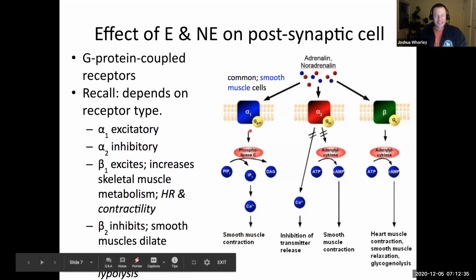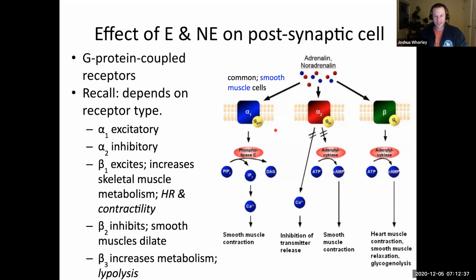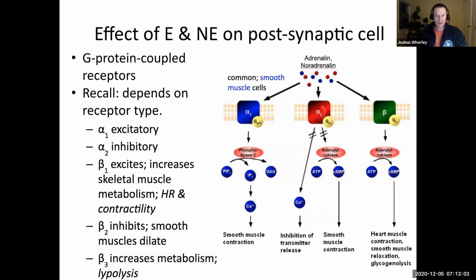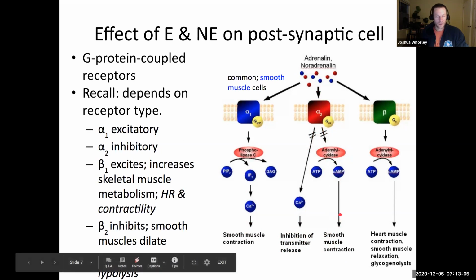Alpha 2 are almost all inhibitory, and so we're just going to say that they're all inhibitory. When the neurotransmitter binds to this receptor, it inhibits these pathways. So we get the inhibition of neurotransmitter release. We get the inhibition of smooth muscle contraction. And again, a lot of these are on smooth muscle, but some of them are on other target cells. And so in general, we get inhibition of the metabolic activity of those cells.